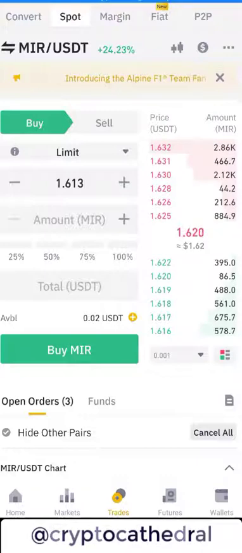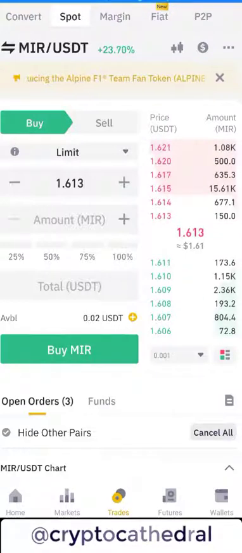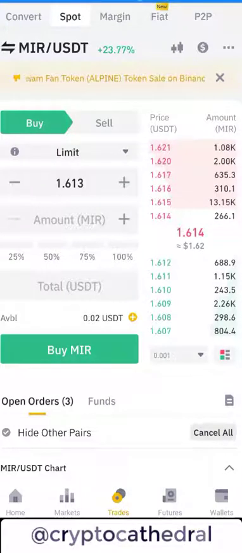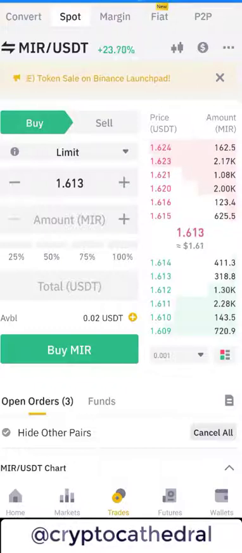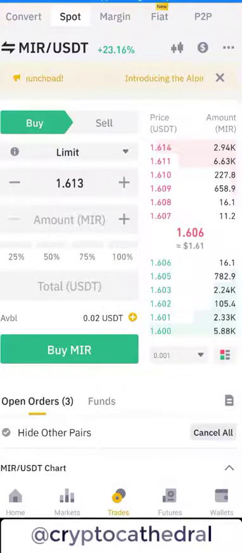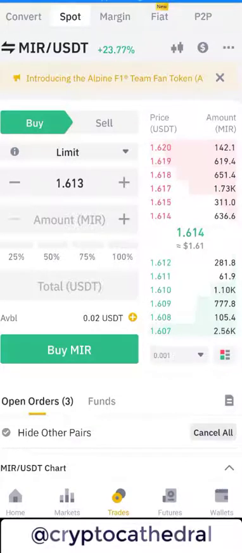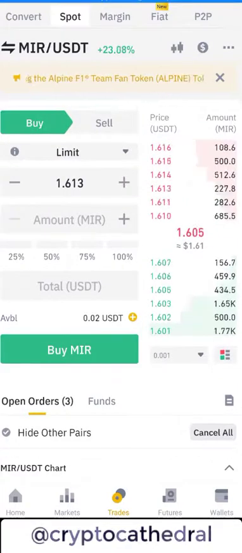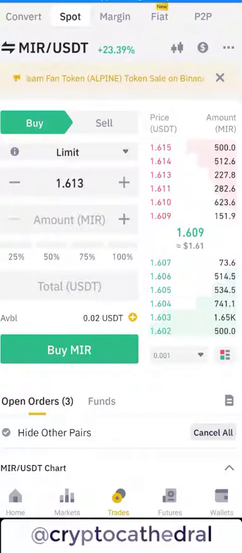All right, first of all, what do you want to achieve by setting a buy order? It simply means you want to buy a token or a coin at a price lesser than the current market price. Take for example now, this is a trading pair of MIR/USDT. The current price is $1.6.